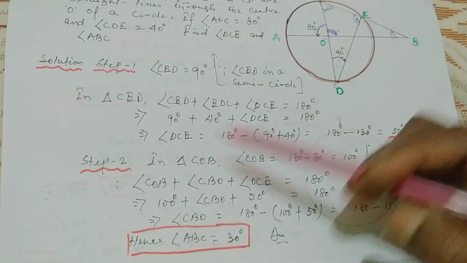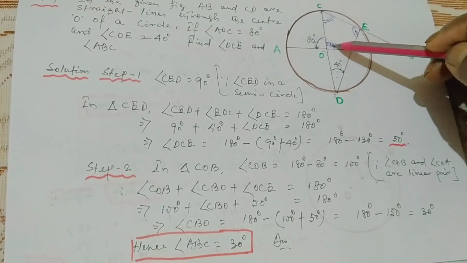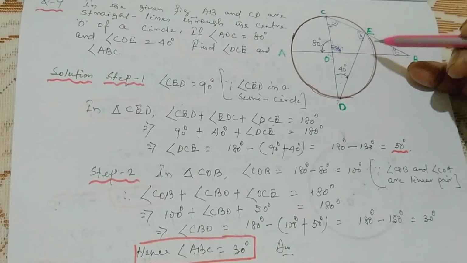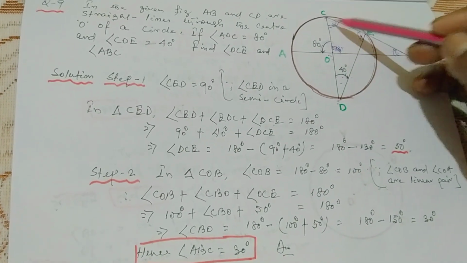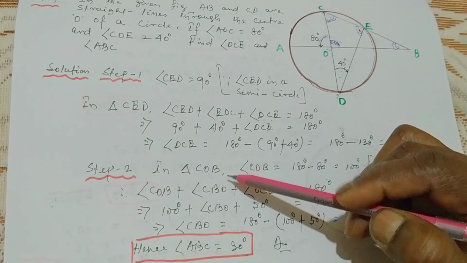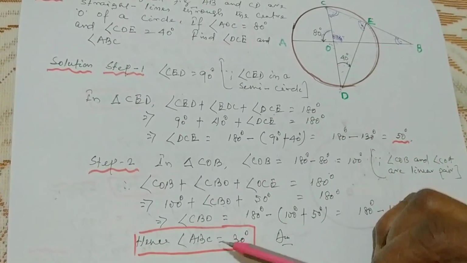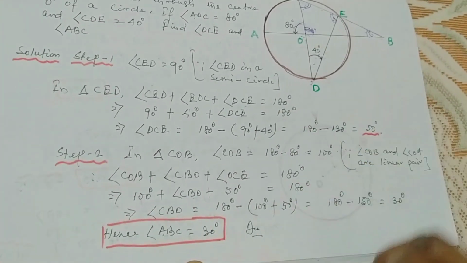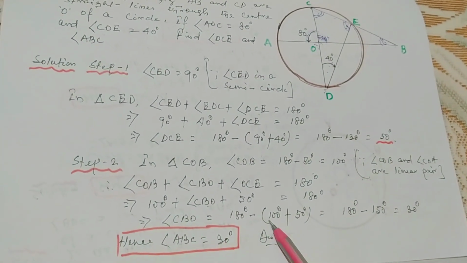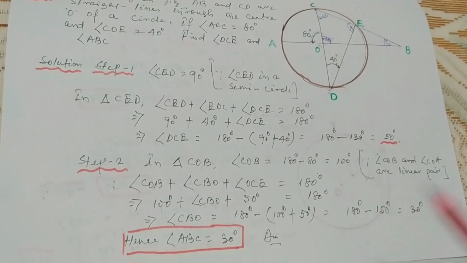Angle COB plus angle CBO plus angle OCE, the sum of these three angles is equal to 180. So now it is 100. This angle the same, and angle OCE is 50. So that is equal to 180. So now angle CBO, the value of this angle is equal to 180 minus (100 plus 50), is equal to 30 degree. Answer.